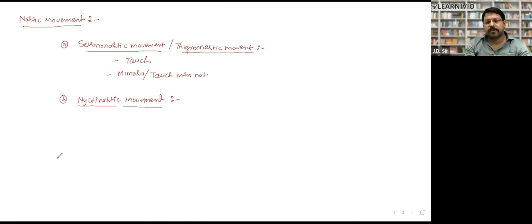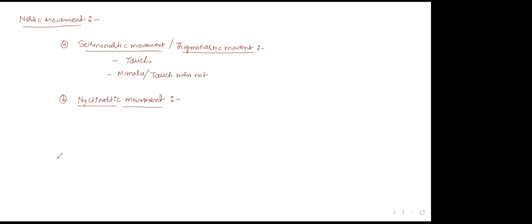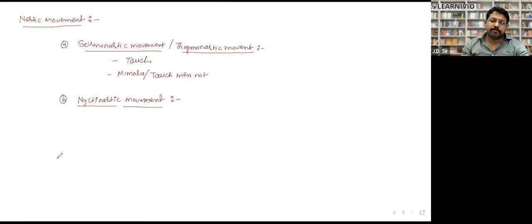Sometimes you must have seen that when the light comes, the flower opens, and when the light goes down, the flower closes down. Have you seen that or not? Right? Many plants open their flowers in the presence of light, and when light goes, they close their flowers. This is also a type of movement which takes place due to day and night, and this is called nictinastic movement. Please note it down.